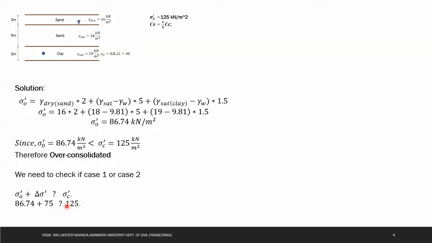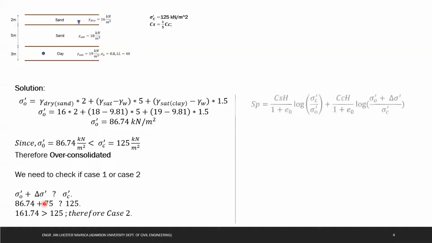So obviously, the sum of these two values is greater than 125. Therefore, we are checking case 2, or condition 2. For condition 2, the given formula for the primary settlement of over-consolidated clay layer under case 2 is given by this formula.